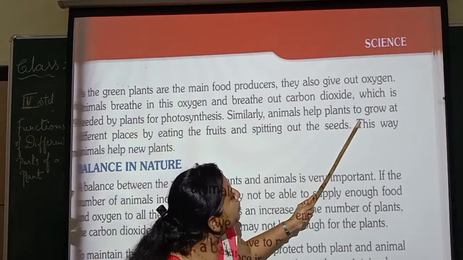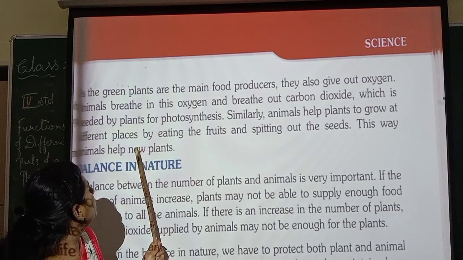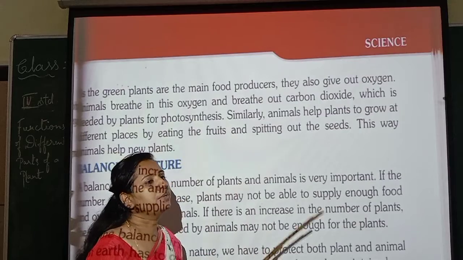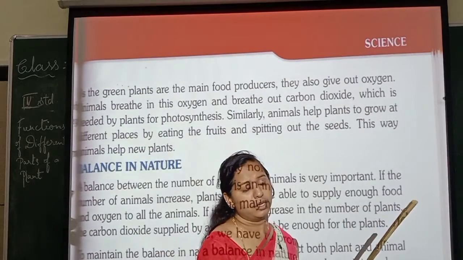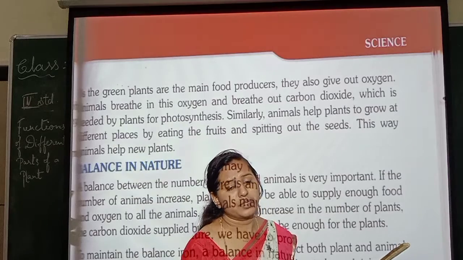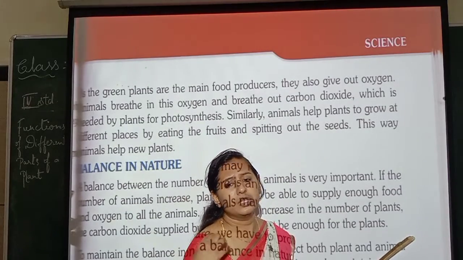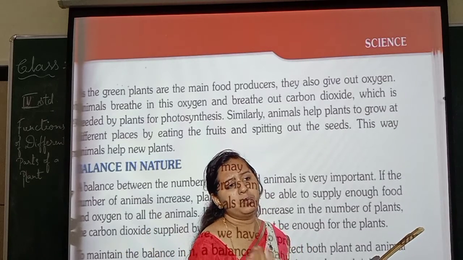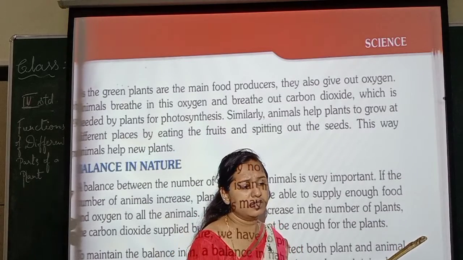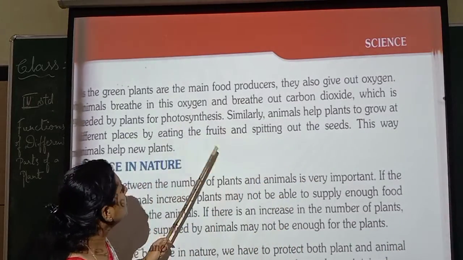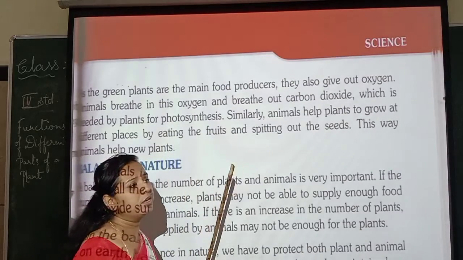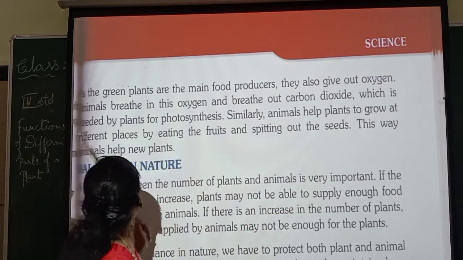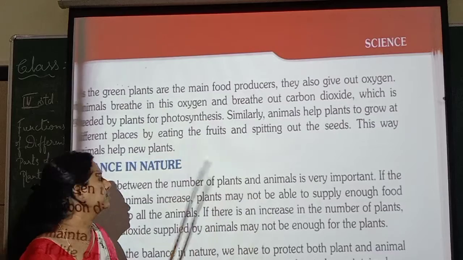Similarly, animals help plants to grow at different places by eating the fruits and spitting out the seeds. Animals eat the fruits, leaves and some nuts, and they don't spit the seeds out there itself. They move from one place to another, eating, and then spit out the seeds where they want. In this way, animals help new plants to come out.